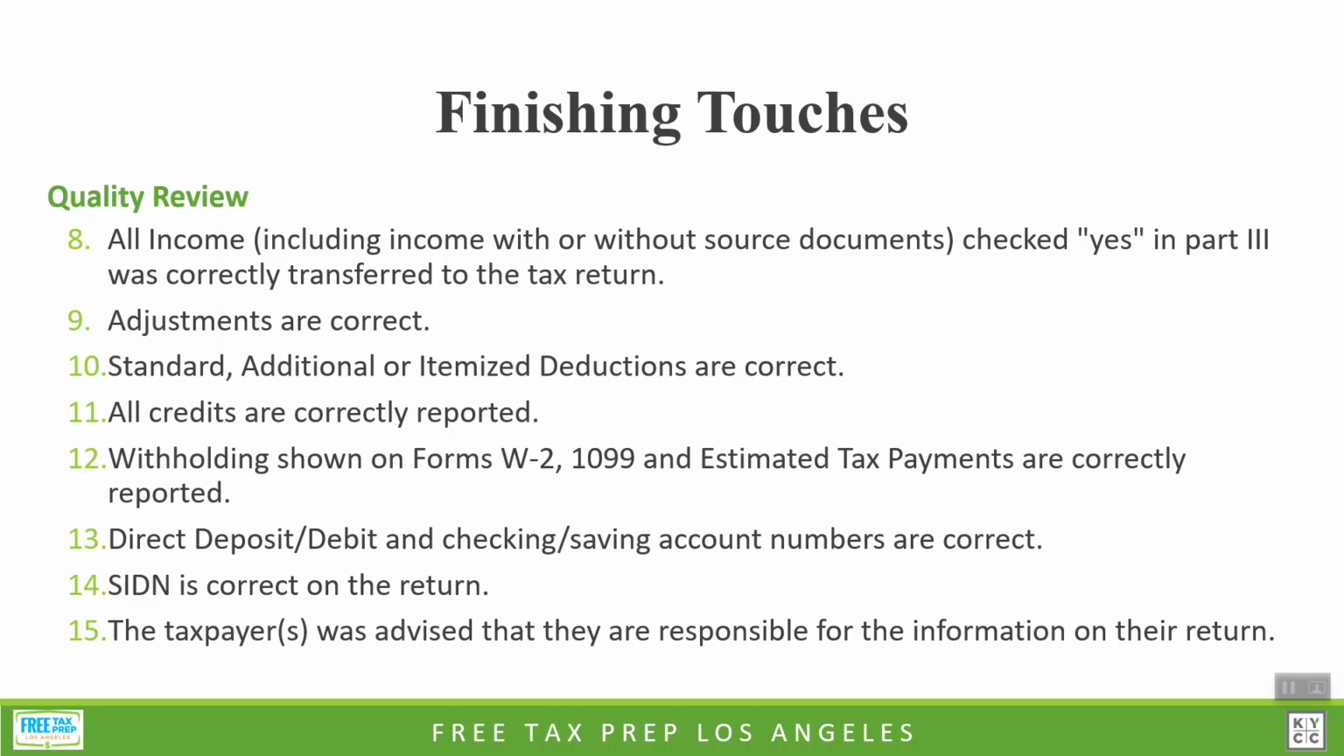Number 12, make sure that all the withholdings shown on Forms W-2 or any 1099s and estimated tax payments are correctly reported as well. And for number 13, if the taxpayer wants it to be directly deposited or directly debited, make sure that the checking or savings account numbers are correct, as well as the routing numbers. And number 14, make sure that the site ID number is correct on the return. And before we finish, make sure that the taxpayer was advised that they are responsible for the information that is on the return.